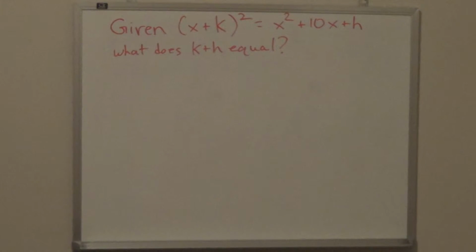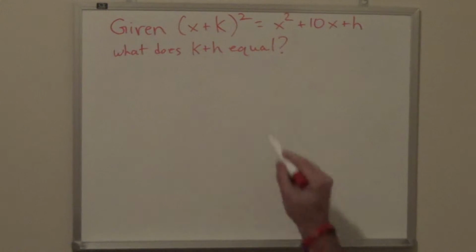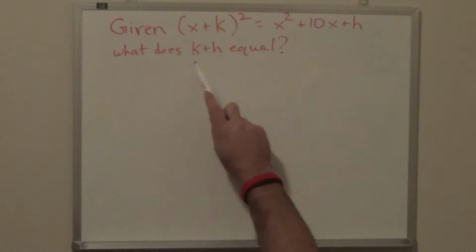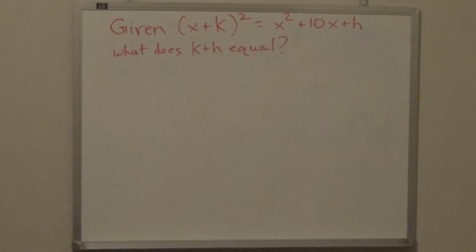Alrighty, and we're back here. So, where do we learn this stuff? We learn this probably in Algebra 2. We do a good deal of it in pre-calculus as well. It looks confusing because we have a lot of letters, right? A k, an x, and an h. And we're supposed to make sense of it, and they're looking for a numerical value here for k plus h.